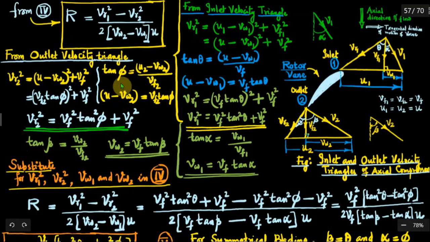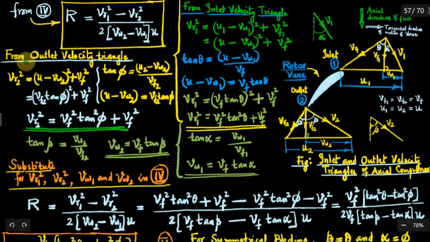So, what do you get? Tan phi is equal to u2 minus Vw2 divided by Vf2. So, what is u minus Vw2? U minus Vw2 is equal to Vf2 tan phi. You can get rid of the suffix for Vf2 and this u2. In fact, you can write u minus Vw2 is equal to Vf tan phi. So, just substitute over here.